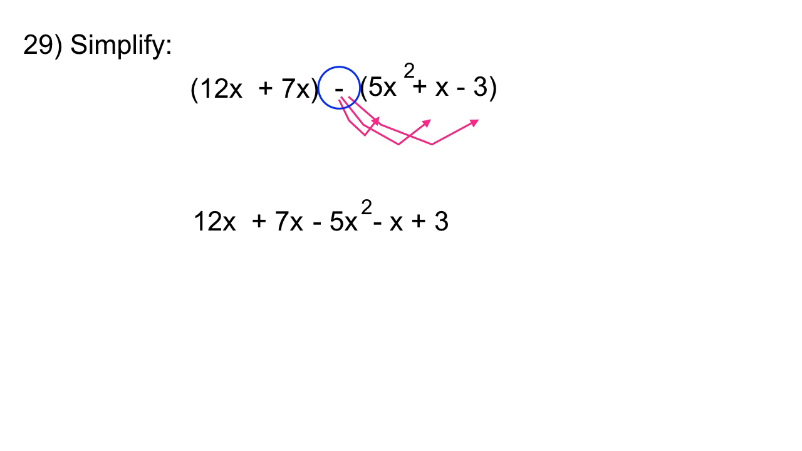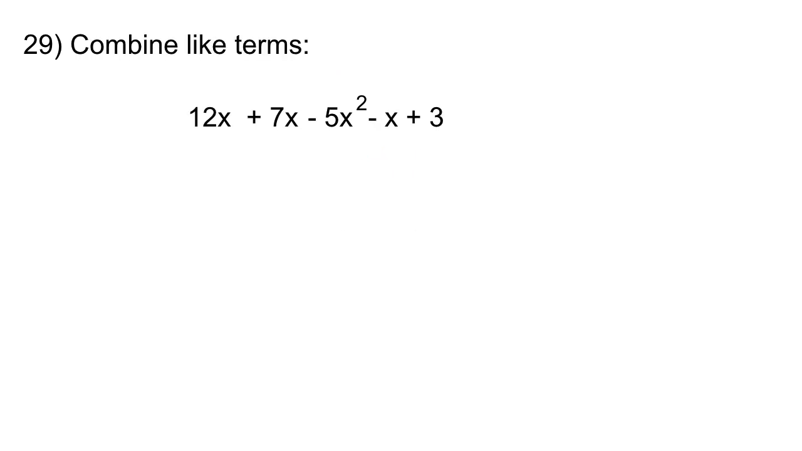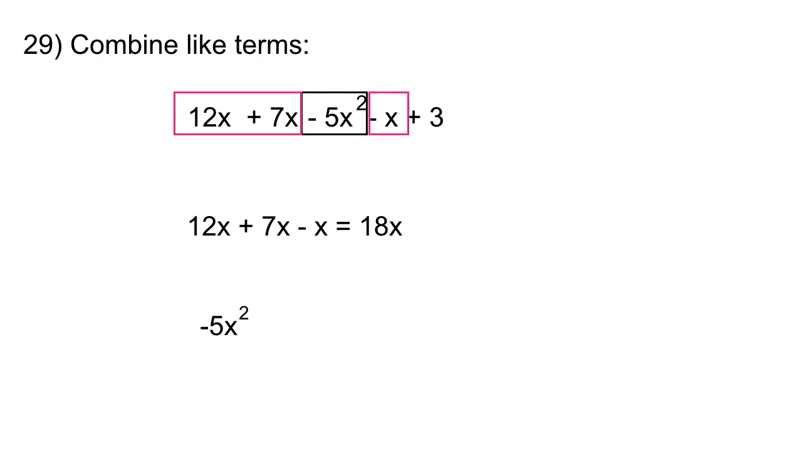Okay, and now what you want to do, once again, is combine like terms. We only have one term raised to the second power, so we leave that as it is. Then we look at the terms with x and add them together, that gives us 18x, and then we have the 3 remaining.